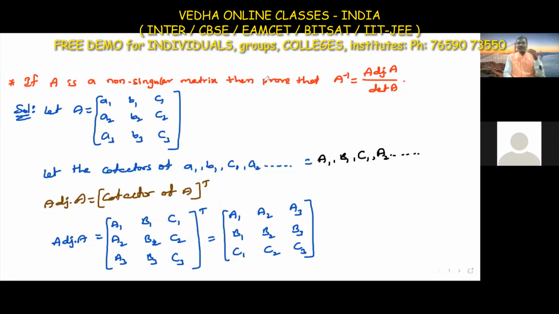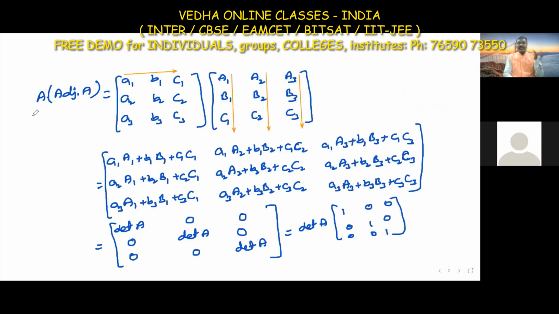After taking this formula, we substitute all the cofactors, the capital letters A1, B1, C1. And if you transpose that, the rows become columns: the first row is written as the first column, the second row as the second column, and the third row as the third column.